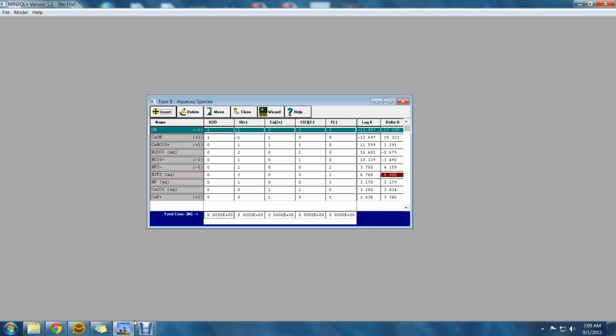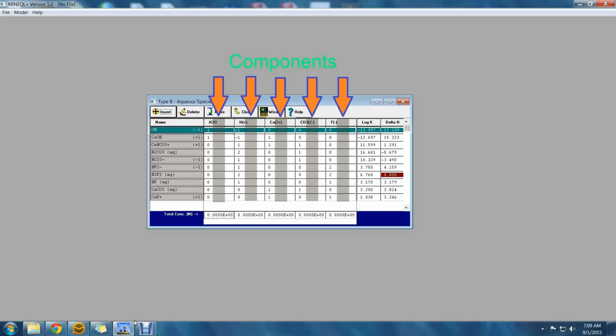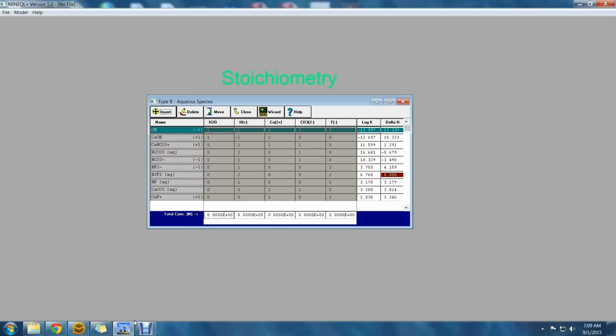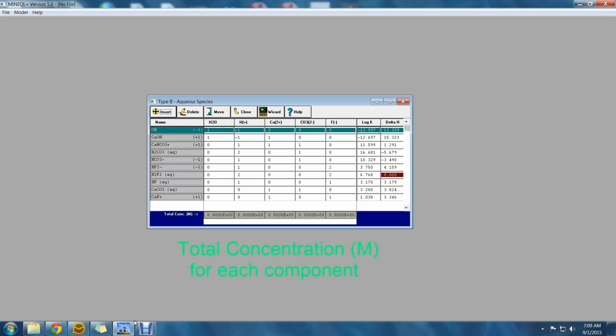The Tableau tool gets its name from the fact that it organizes reaction data in a so-called Tableau format, which means that components, which are the building blocks for your reactions, make up the columns. Species, which are the products of those reactions, make up the rows. And at the center of the Tableau are the stoichiometric coefficients of the reactions. The total concentration of each component is located at the bottom of each column. And the equilibrium constants and enthalpy values are located on the right for each species.